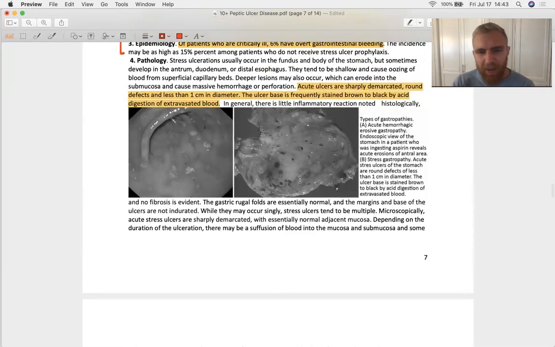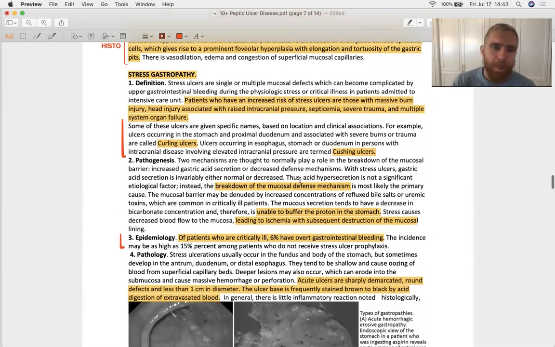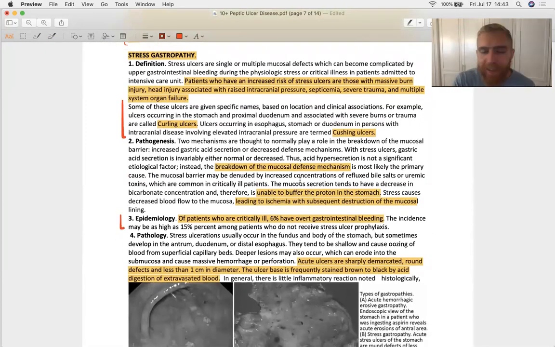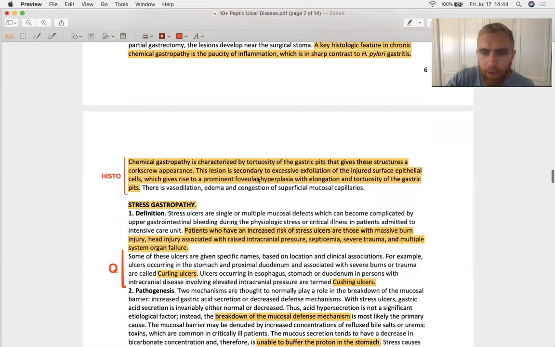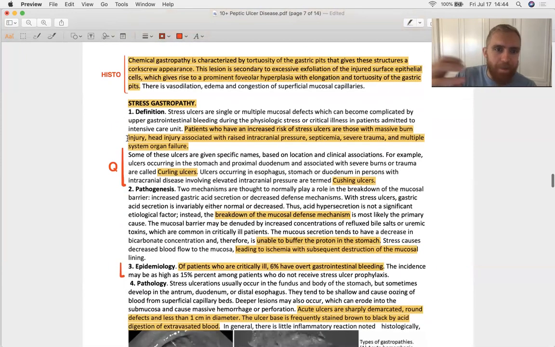I didn't have a lot highlighted here, again, because in this SDL, they're trying to get you to associate stress gastropathy with people who are in the hospital for really bad things. So the question has to incorporate this part of the text, kind of in the middle of page 7, that definition section talking about Curling ulcers, Cushing ulcers. Patients who have an increased risk of stress ulcers have massive burn injuries or head injuries, and so that's what they want you to think.